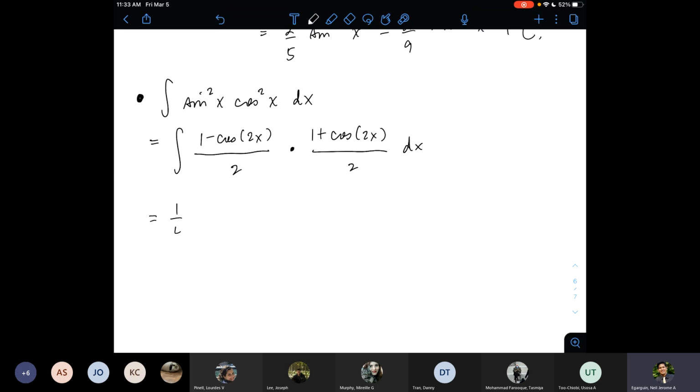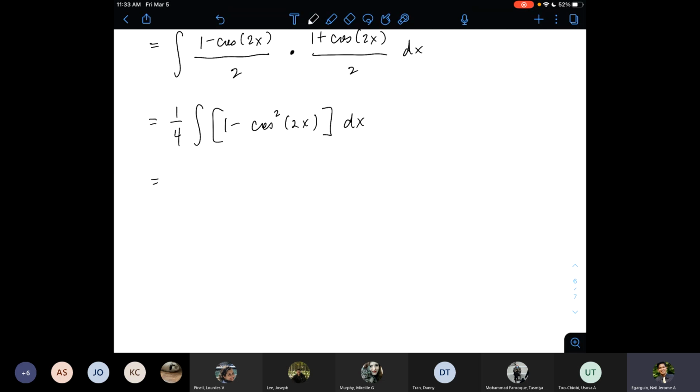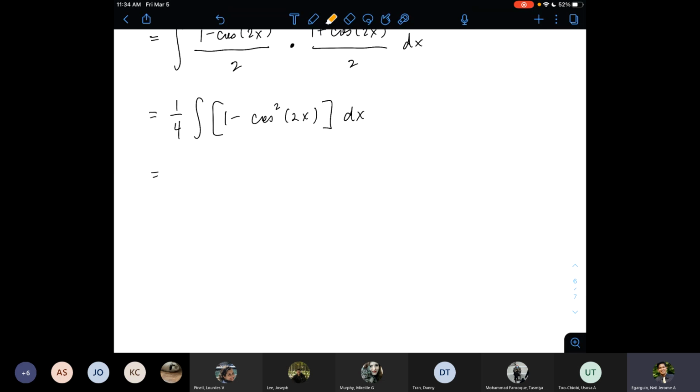So I can take the 1/4 out of the integral just to make things easier here. Then I'll have a 1 minus cosine squared 2x when I multiply the tops, and then all multiplied by dx. Luckily, I still have an even power for cosine, but the good thing is I can use the Pythagorean identity here first. So I can write it as 1/4 of the integral of sine squared 2x dx.